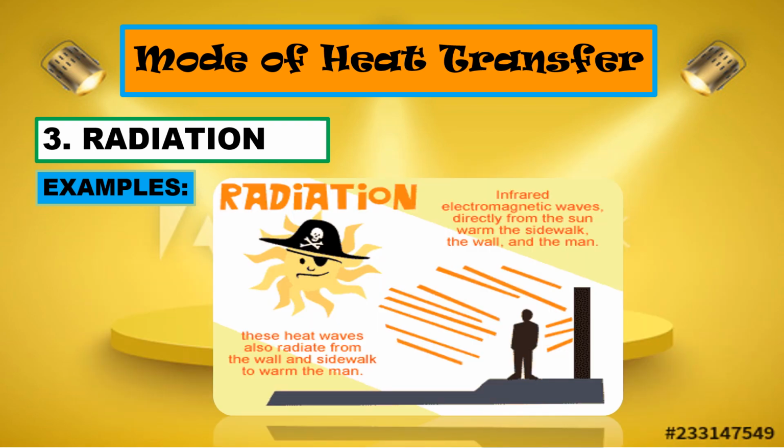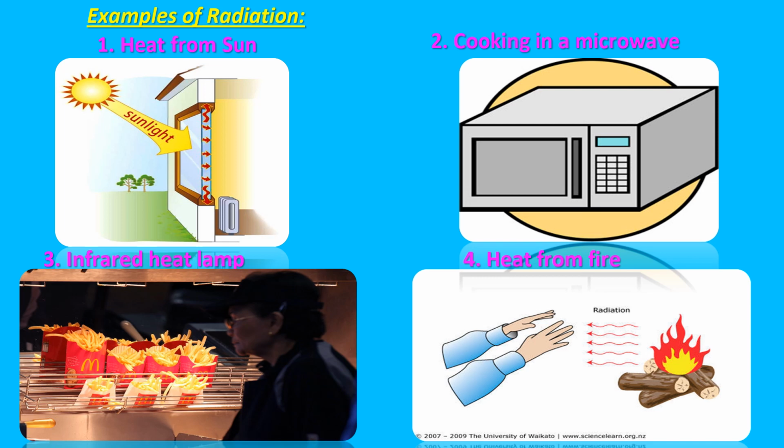Okay, radiation. Radiation is an infrared electromagnetic wave directly from the sun that warms the sidewalk, the wall, and the man. Okay, so we all know already kapag mainit, di ba? Sometimes kapag hinawakan mo yung mga bahay, pag hinawakan mo mainit. Because nga, the heat transfers from the sun going to the wall. Kaya mainit siya. There is an uneven temperature. Isa mainit, isa malamig. Okay, example of radiation. Okay, the heat from the sun.